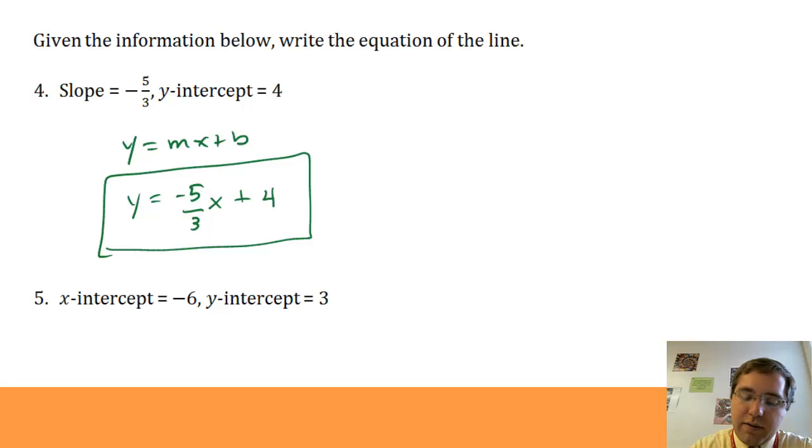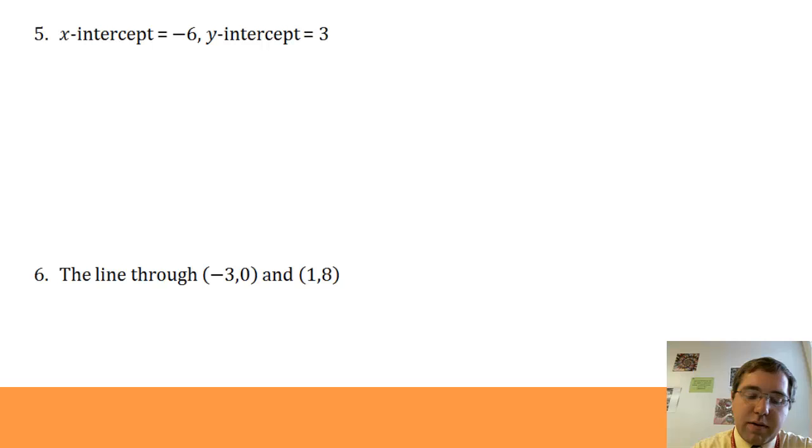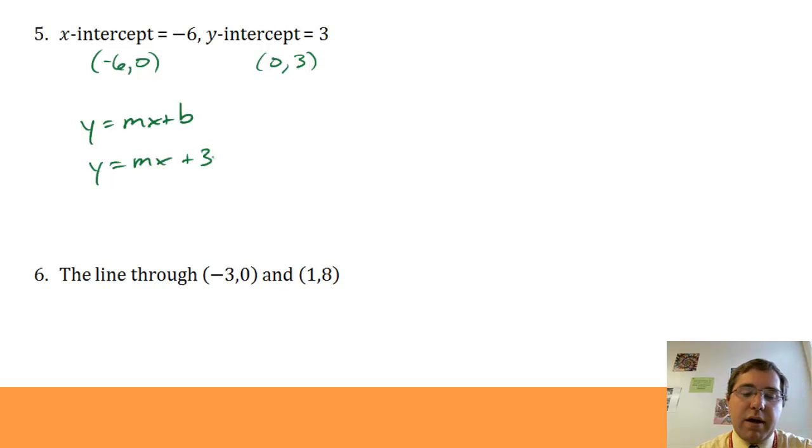What if I have the x-intercept and the y-intercept? Well, that's really 2 points. The x-intercept is negative 6, 0. The y-intercept is 0, 3. So I can use slope-intercept form where I know b is 3, but I still need to find m. So I need to find the slope.